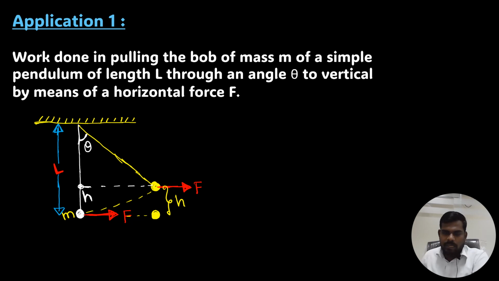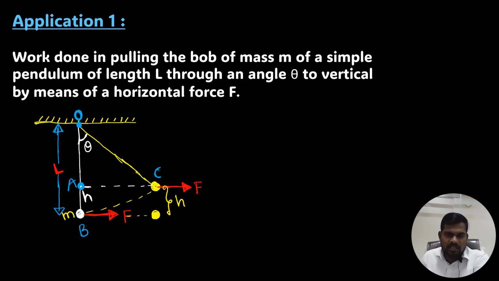Now I will name some points. The bob point is B, this is C, and this point I am considering as A. On the top, the point of suspension, I am taking as O. If you observe this diagram, OAC is a triangular shape, and the total length of the string is capital L, so this length will also be L only.